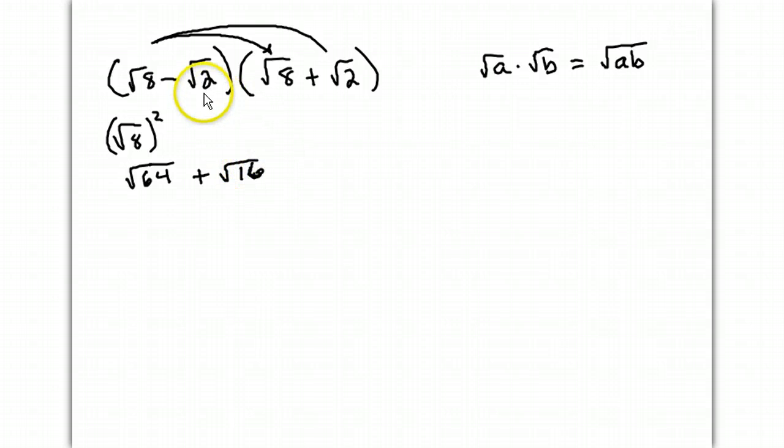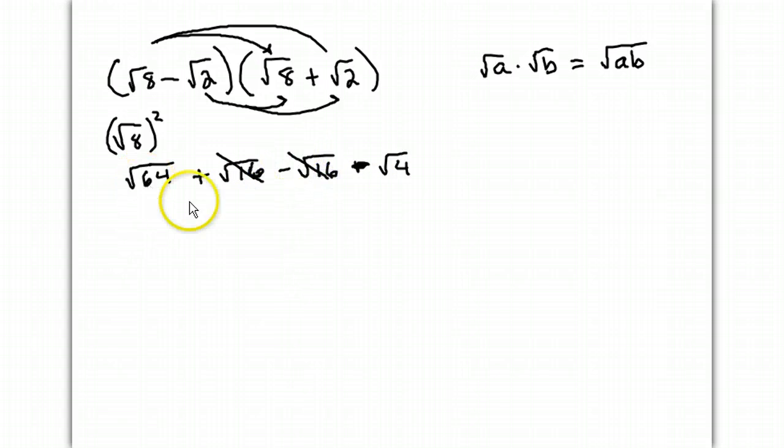Then we start with the bottom. Negative square root of 2 times square root of 8 will give us a negative square root of 16. And negative square root of 2 times square root of 2 will give us negative square root of 4. So what happens is the middles cross out, and you have square root of 64, which is 8, minus the square root of 4, which is 2, which gives you a 6.